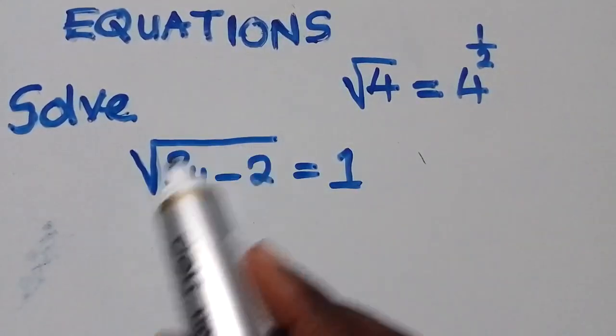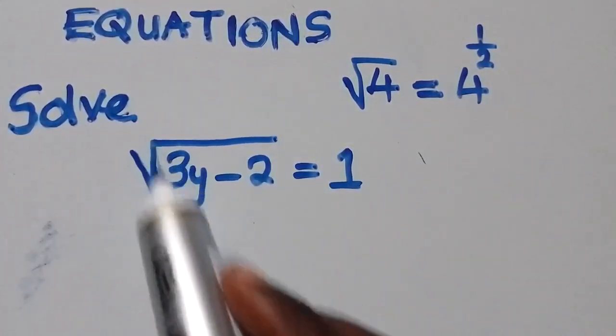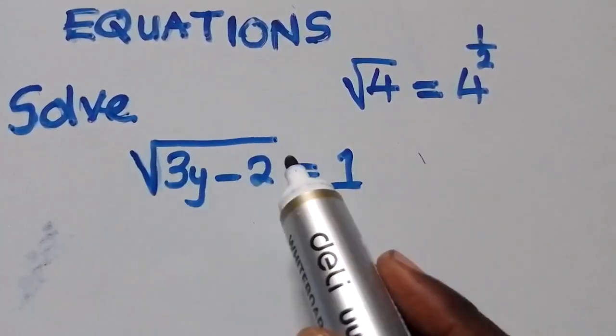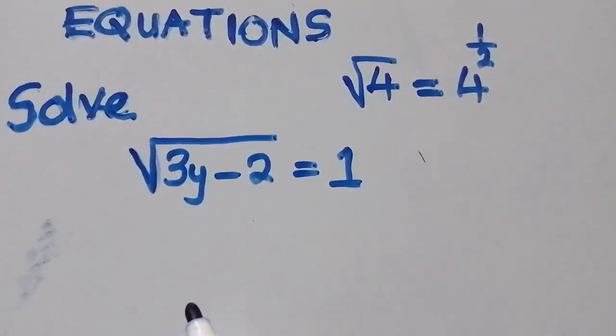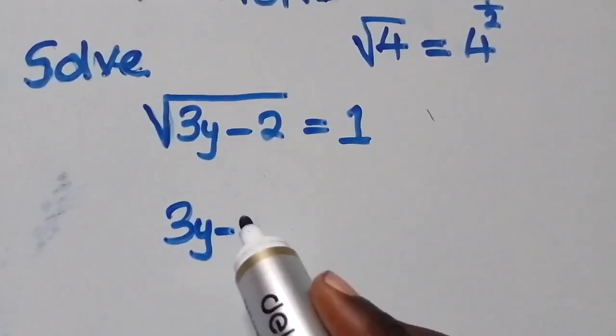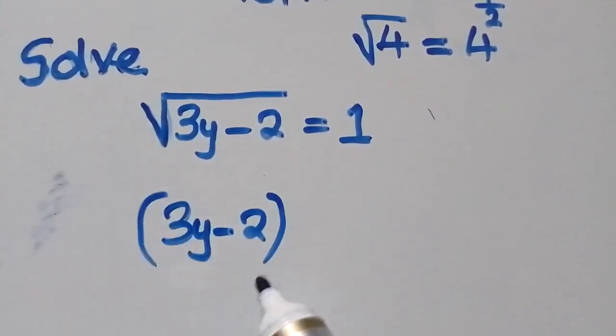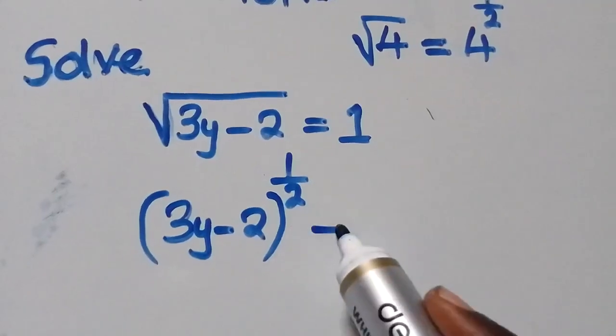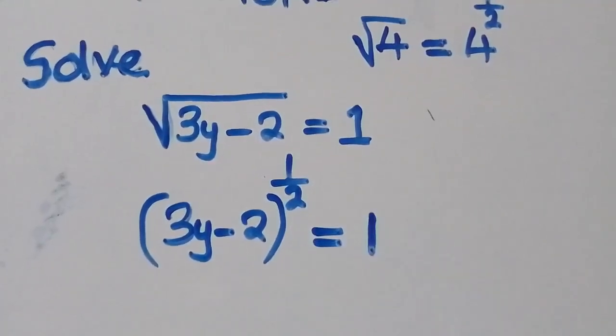So how can you solve this now? This is in the root. 3y minus 2 is under the root. So it is just the same as 3y minus 2 in brackets like this, to the power 1 over 2, which is equal to what? Which is equal to 1.